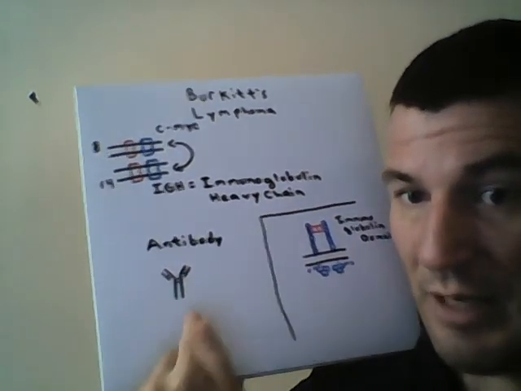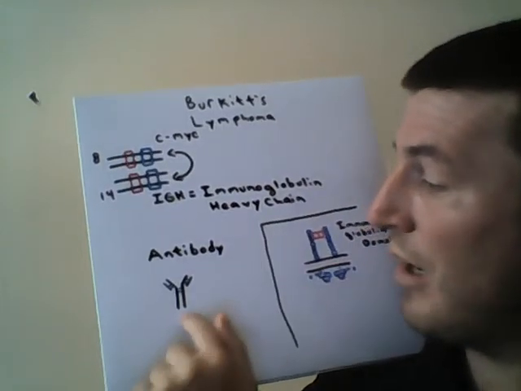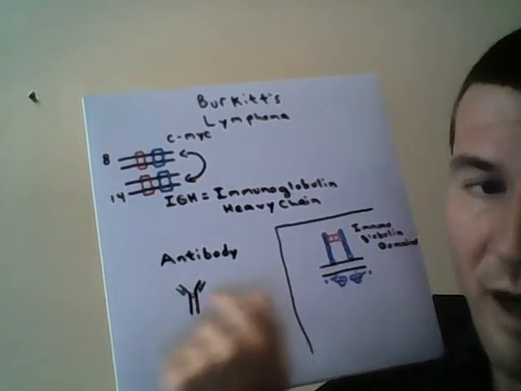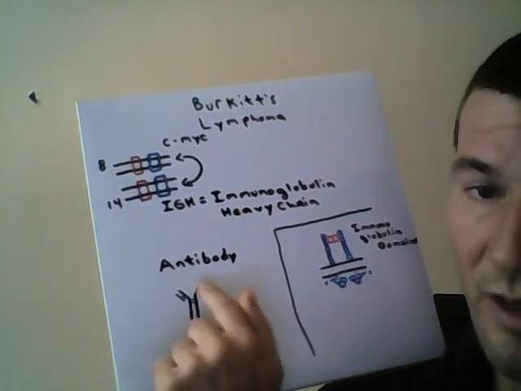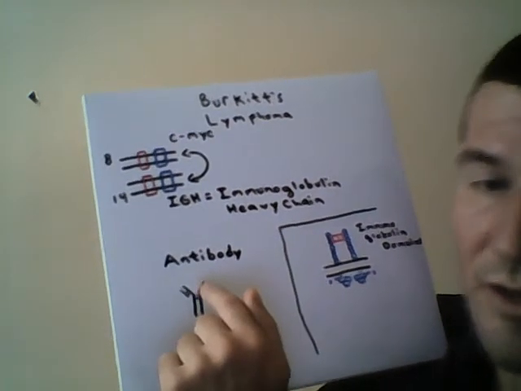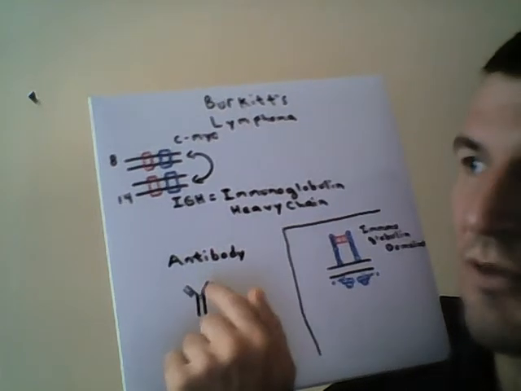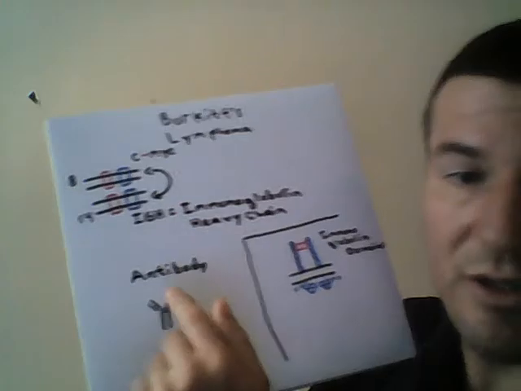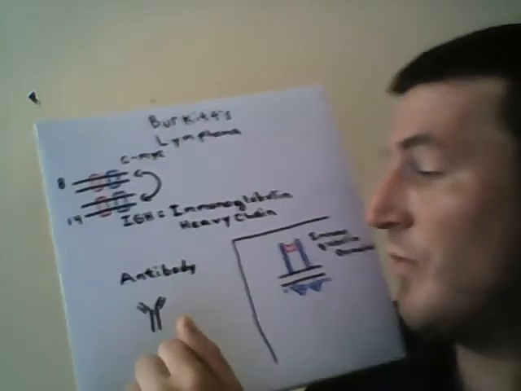And in the antibodies right here, the heavy chain is held together by these disulfide bonds, or SS bonds. And the heavy chain to the light chains are again held together by these disulfide bonds, or SS bonds, or SS bridges, or a bunch of different names for it.